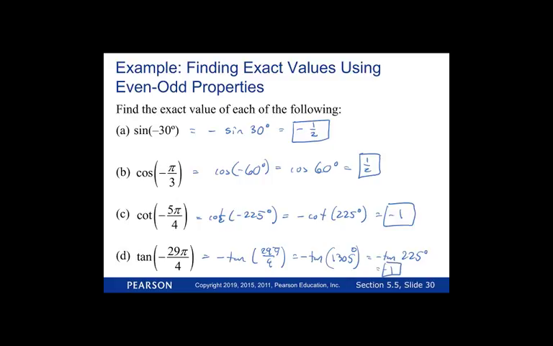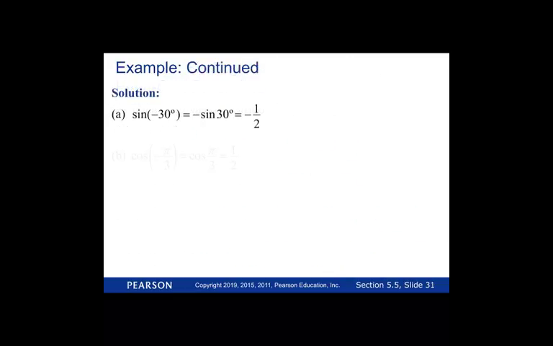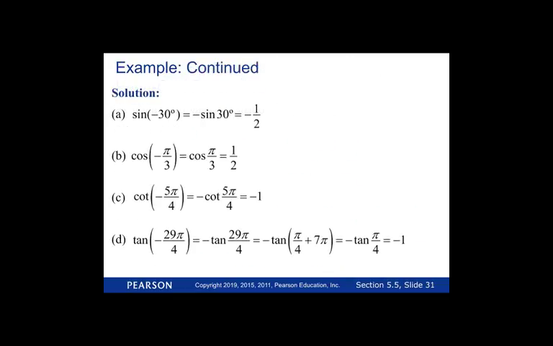I'm going to look at the results. We got a negative half, half, negative 1, negative 1. Let's see how do we do. Negative half, half, negative 1, negative 1. Okay, I know that was a little fast because I'm just trying to get you all out of here.